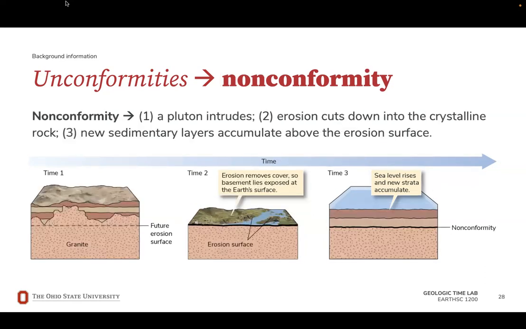A nonconformity is a boundary between 2 different rock types, i.e. a boundary between a sedimentary layer and either an older igneous or older metamorphic layer. A nonconformity forms when 1. An igneous or metamorphic body of rock forms, 2. Erosion cuts down into the crystalline rock, 3. New sedimentary layers accumulate above the erosional surface.